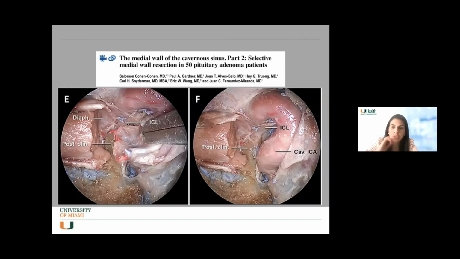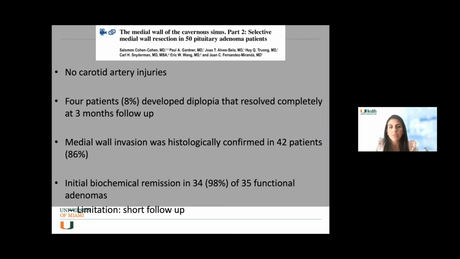So this seems like a pretty intense procedure. Why would you do this? The reason is that they actually would send off the medial wall of the cavernous sinus, and you have the pathologist look at that, and they found that 86% had histologically confirmed tumor. That's quite a large amount, right? So I think in some tumors where we think that we're getting all the tumor out, in fact, there's still tumor in the medial wall of the cavernous sinus, and that can lead to recurrence.